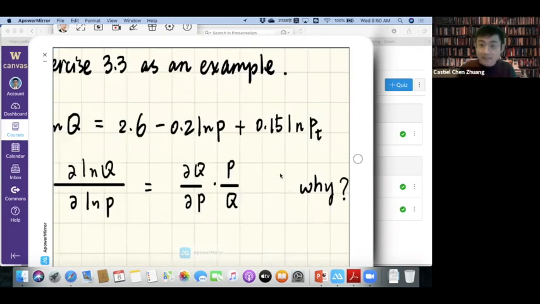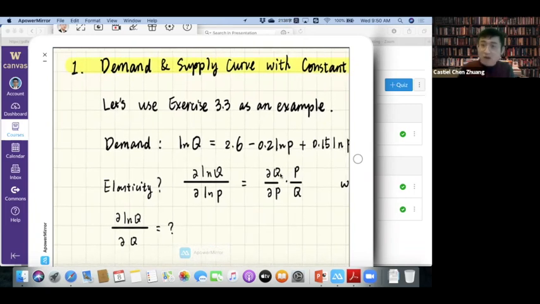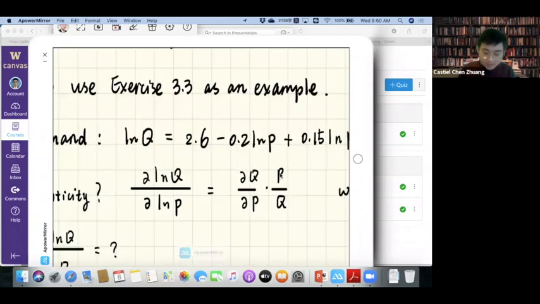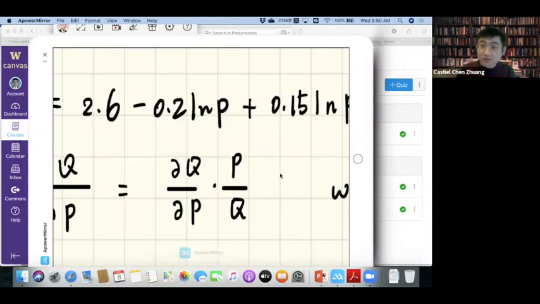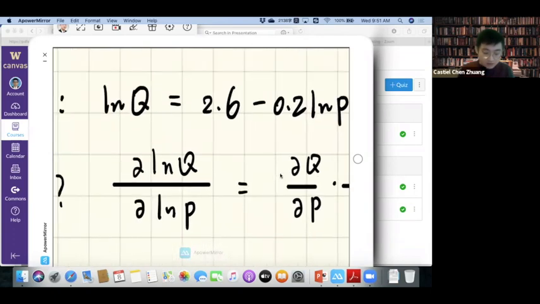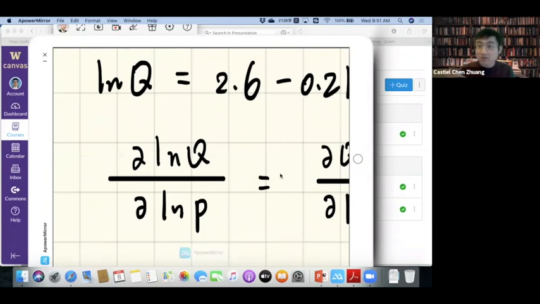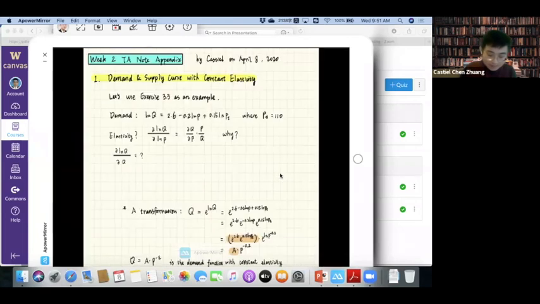Then we want to calculate the elasticity of this demand function. How to do that? The formula for the elasticity is the partial derivative of Q with respect to P times P over Q. But it's equivalent to this formula: the partial derivative of log Q with respect to log P. And why is that? I would like to show you why this is the case.